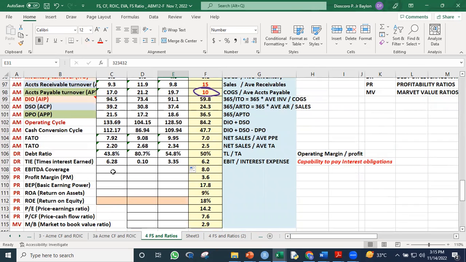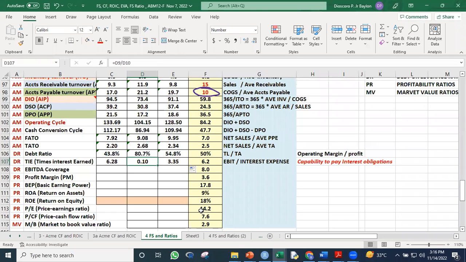Okay, now let's go to EBITDA coverage. Before EBITDA coverage, you can see that the company was more capable of paying its interest expense in 2021, kasi 6.2 lang 'to. However, nung 2020, wala. Sa bawat piso ng interest expense, 10 centavos lang yung operating profit nila. So, yung 2020 was really a critical year for the company. But it rebounded, no? Noong 2021, bigla naging okay na yung tie niya, times interest earned.